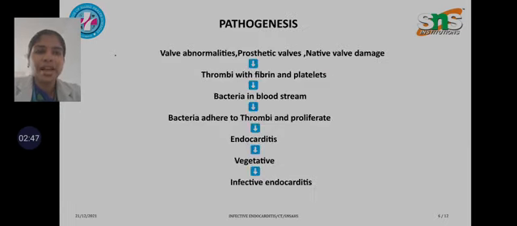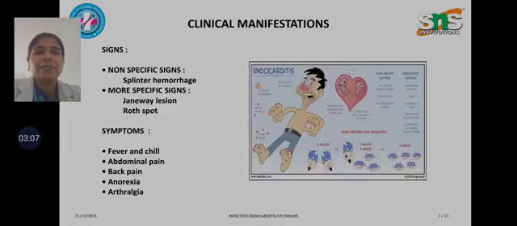And the pathogenesis: valve abnormalities, prosthetic valve or native valve damage, and thrombi with fibrin and platelets, with bacteremia in the bloodstream. That bacteria adhere to the thrombi and proliferate. So endocarditis leads to vegetation, and this is finally infective endocarditis.